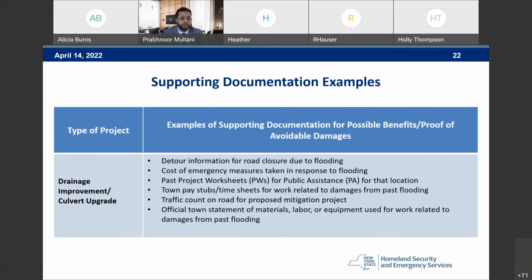For drainage improvement/culvert upgrade projects, examples of documentation may include detour information for road closure in response to flooding, cost of emergency measures taken in response, past project worksheets for public assistance for that location, town pay stubs and timesheets for work related to damages from past flooding, traffic count on road for proposed mitigation project, so the amount of trips taken per day on that road, the official town statement for materials, labor, or equipment used for work related to the damages from past flooding. Next slide, please.